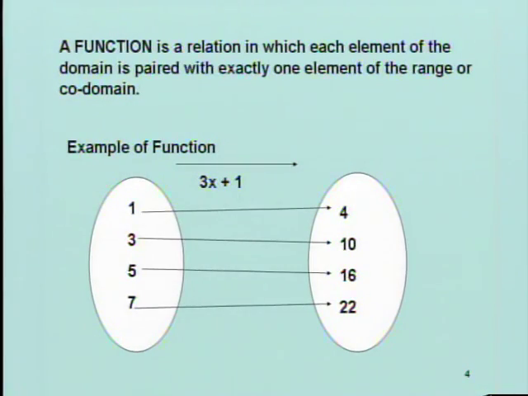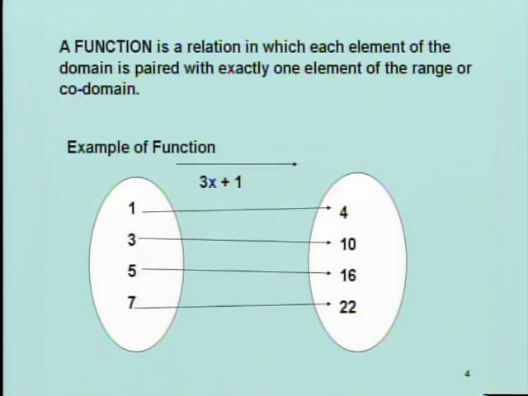A function is a relation in which each element of the domain is paired with exactly one element of the range, or sometimes we call the range the codomain. Here's an example of a function. We have the first loop consisting of 1, 3, 5, and 7, and the second loop consisting of 4, 10, 16, 22. We find that elements are matched from the first loop to the second using the relation 3x + 1.